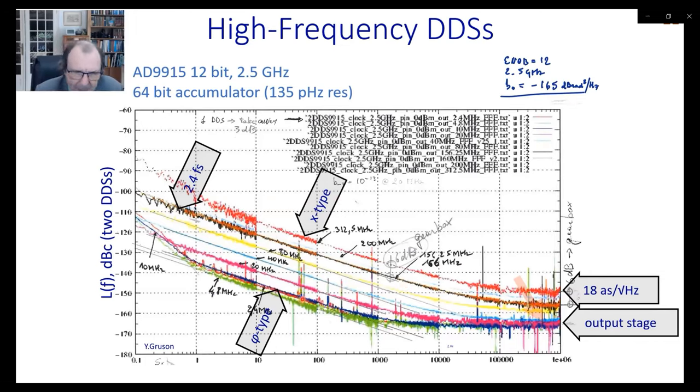At some point, dividing down the phase noise, we hit the noise of the output stage, and further reducing the frequency, the phase noise no longer decreases. And the same thing we observed at the output in the white noise region.